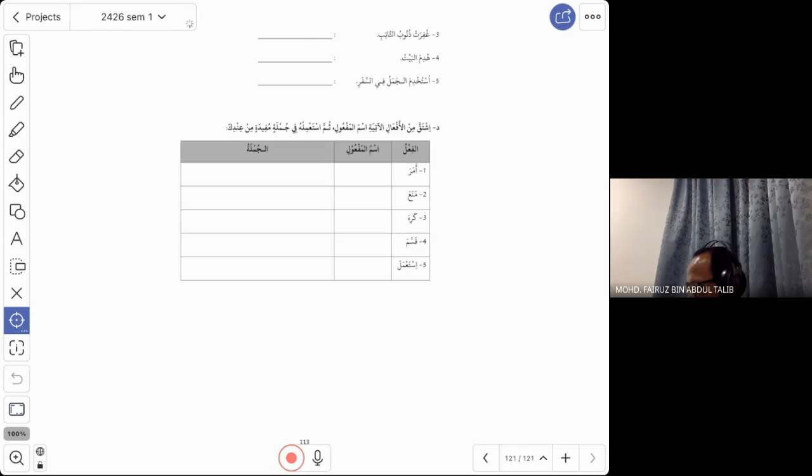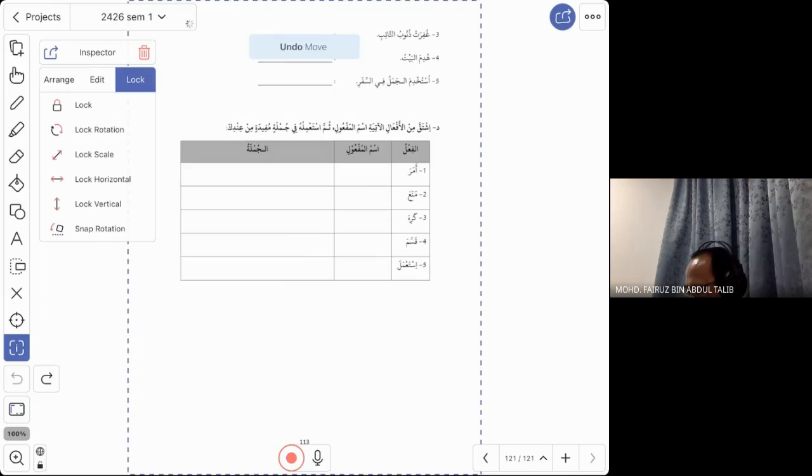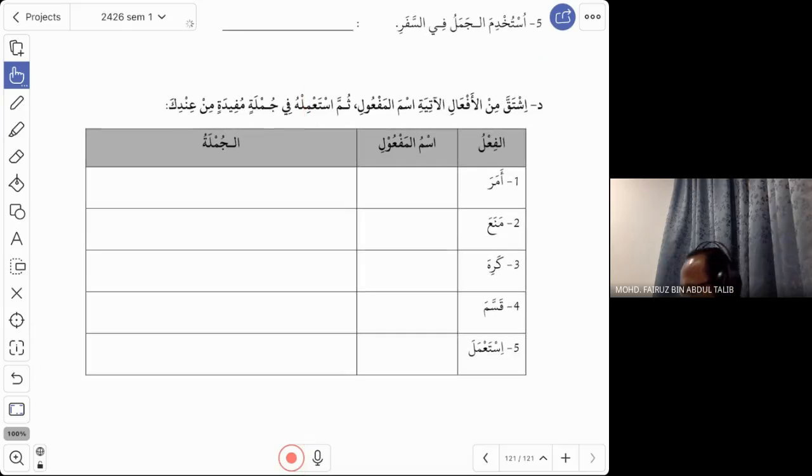Now we go to Dal. At-tadribu Dal, ishtaq min al-af'al al-atiya ism al-maf'ul from the following verbs. So you find the ism maf'ul, just like the first exercise. Thumma istamilhu fi jumla mufida, then use the ism maf'ul in a sentence. First we need to find the ism maf'ul, then you give me your sentence. Let us try number one.